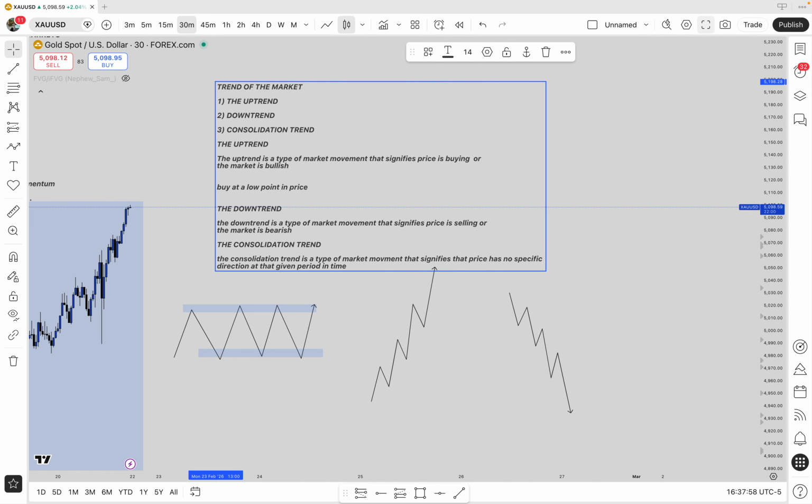Because what you want to do as a trader is you don't want to go against the trend. You want to flow in line with the trend. Because let me tell you something, we have big people in this market. Let me tell you the people who trade.